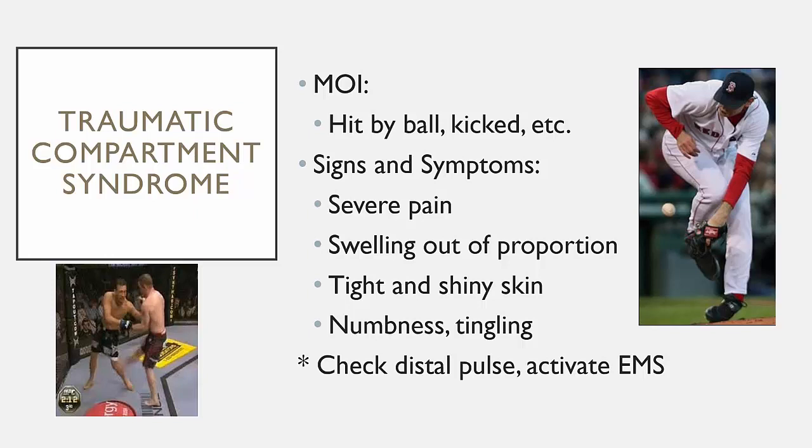Signs and symptoms of traumatic or acute compartment syndrome include severe pain, swelling out of proportion, tight and shiny skin, numbness and tingling, and a diminished pulse. You should check the patient's distal pulse and activate emergency medical services immediately if there is no pulse found, as this is a medical emergency.